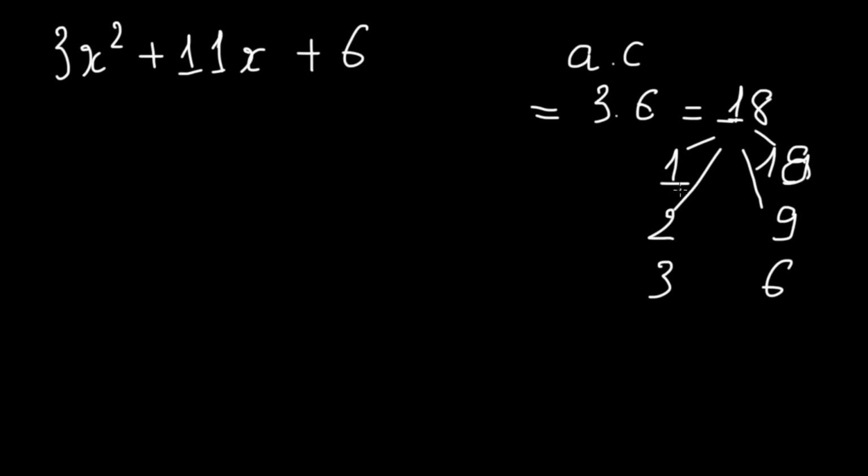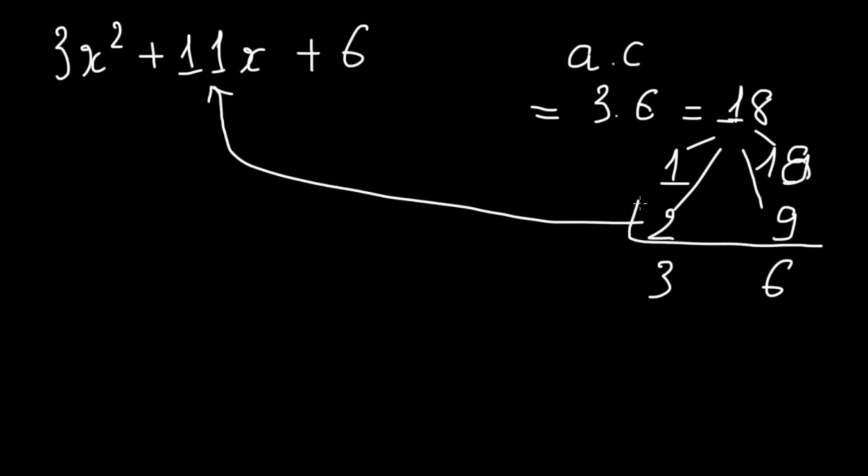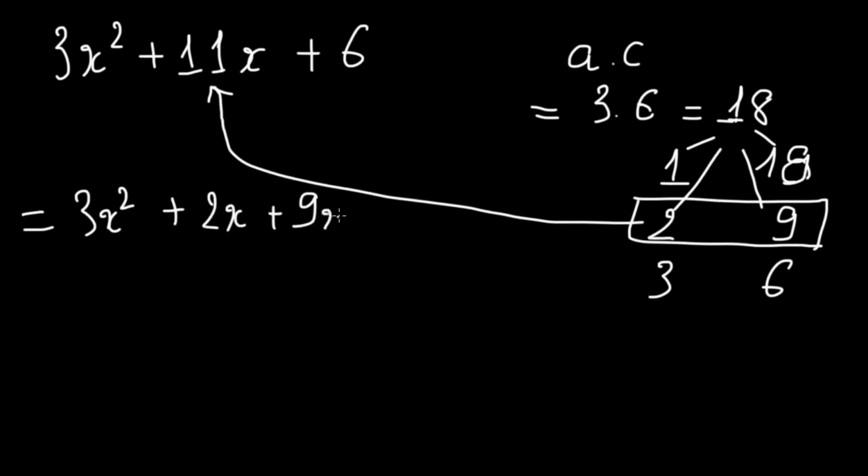Next step, we need to choose the set where the summation of these two numbers equals b, right? We notice 1 plus 18 is 19. 2 plus 9 is 11. So we choose this one. So the given expression equals 3x squared, we break 11x into two terms, 2x and 9x, plus 6, right?